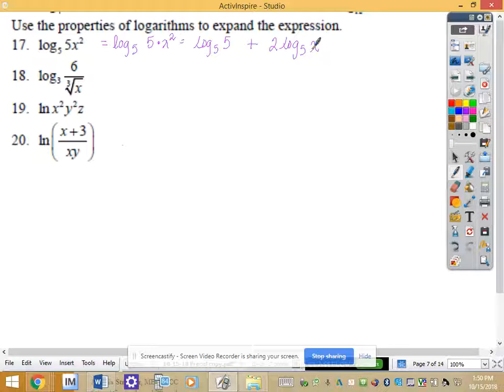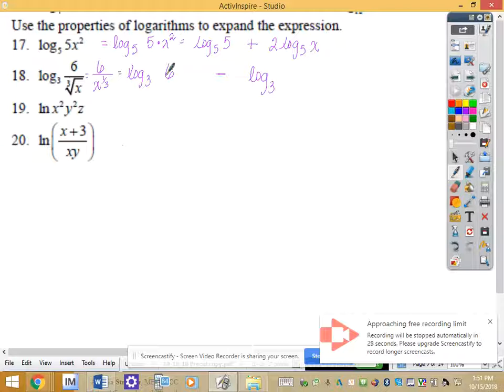On number 16, I have two things. Remember that this can be written as x to the 1/3 power. That is taking the radical symbol out of that and changing that into a fractional exponent. So I have two terms. I have a top and a bottom. So I have log base 3 for both of those. And I'm going to have subtraction because I have division over here. So on the top, I have log base 3 of 6. And then I have an exponent of 1/3 for my second term, so it comes to the front and the x stays behind.